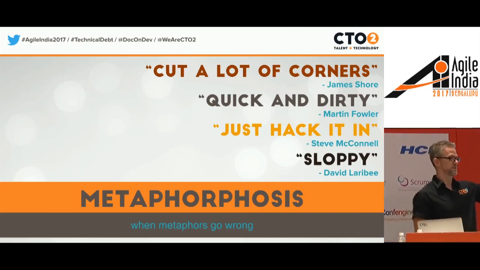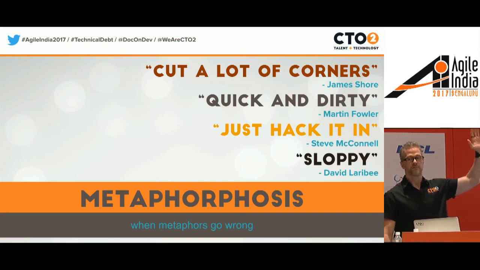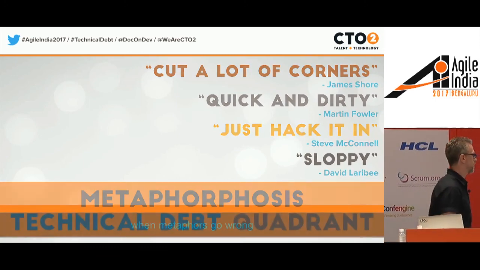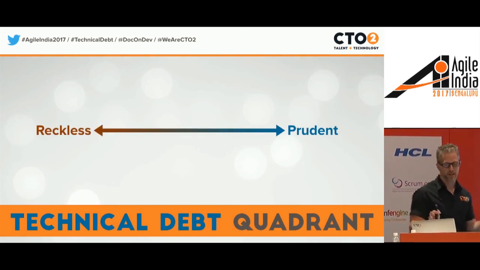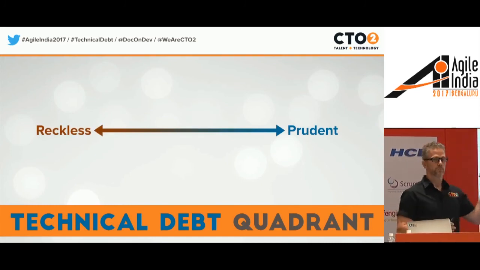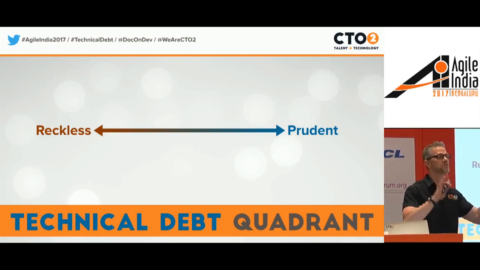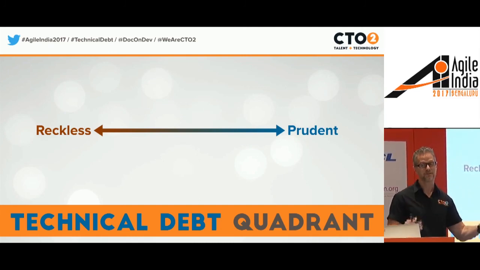How many of you are familiar with this thing? Handful. Okay. All right. So, the technical debt quadrant. Basically, what Martin told us was, look, if we look at debt from a couple of different perspectives, first of all, debt is either prudent or reckless. It is the result of prudent or reckless behavior, right?